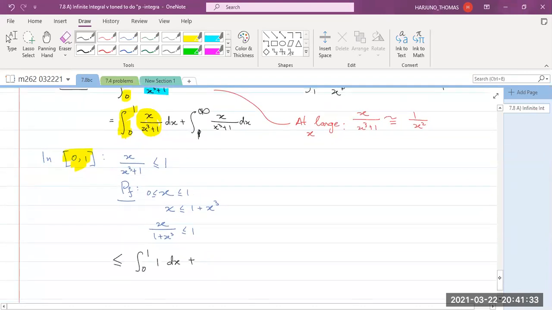Thomas, how do you know that you need to do that? I just want to bound it. I just find some way to bound it. But Thomas, why 1? Why don't you use 2? You can. If you want to use 2 here instead of 1, go ahead. But you still need to show why it's true though.